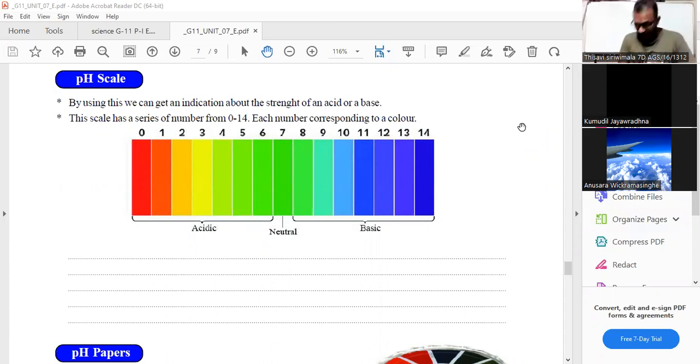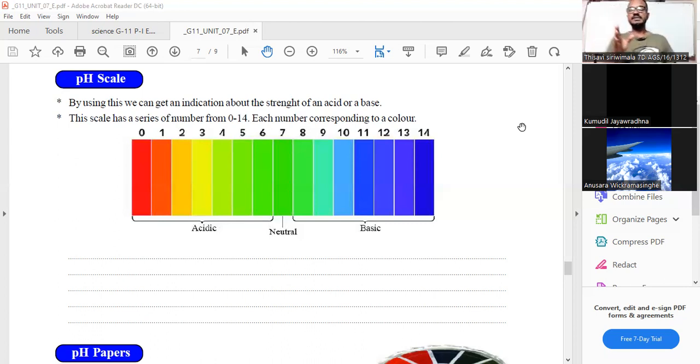Now here the pH scale is specially formulated by using several indicators. So it will show a range of colors. As you can see, there's a range of colors. By using this, we can get an indication about the strength of an acid or a base. The scale has a series of numbers from 0 to 14, each number corresponding to a color.